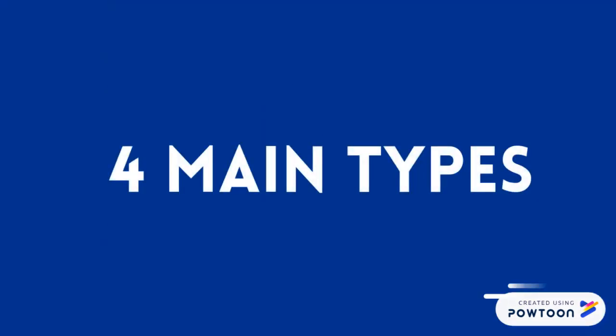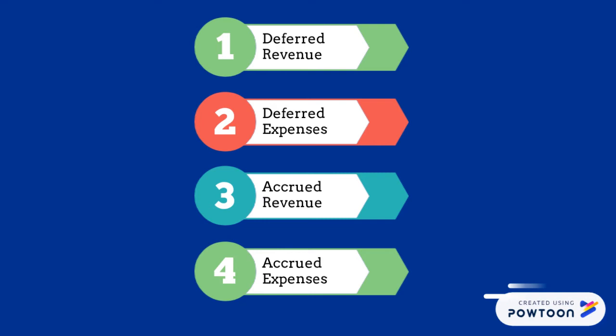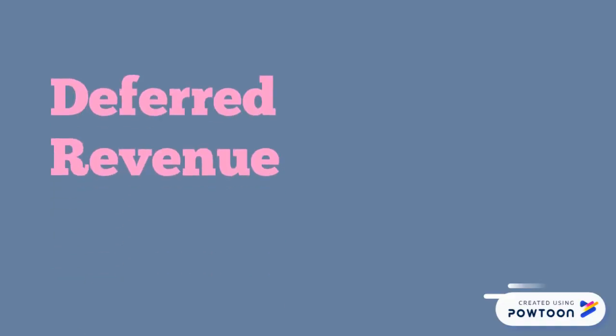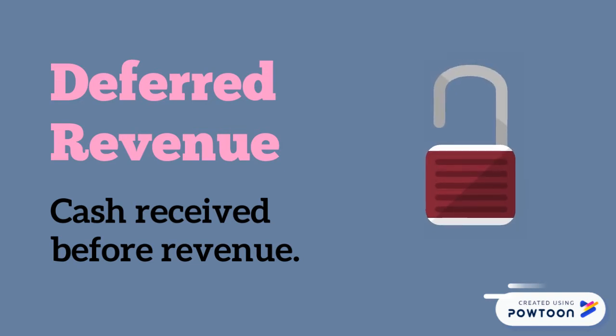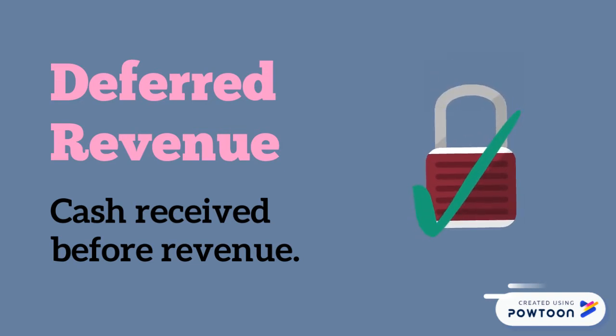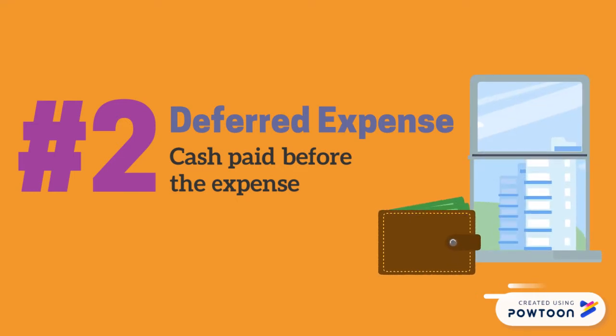There are four main types of adjusting entries, including deferred revenue and deferred expenses, and accrued revenue and accrued expenses. Deferred revenue is when cash is received before revenue, such as an insurance company receiving cash at the beginning of a policy. A deferred expense is cash paid before the expense. An example of this comes in the form of prepaid rent, when a tenant pays rent to the property owner for the coming month's rent.